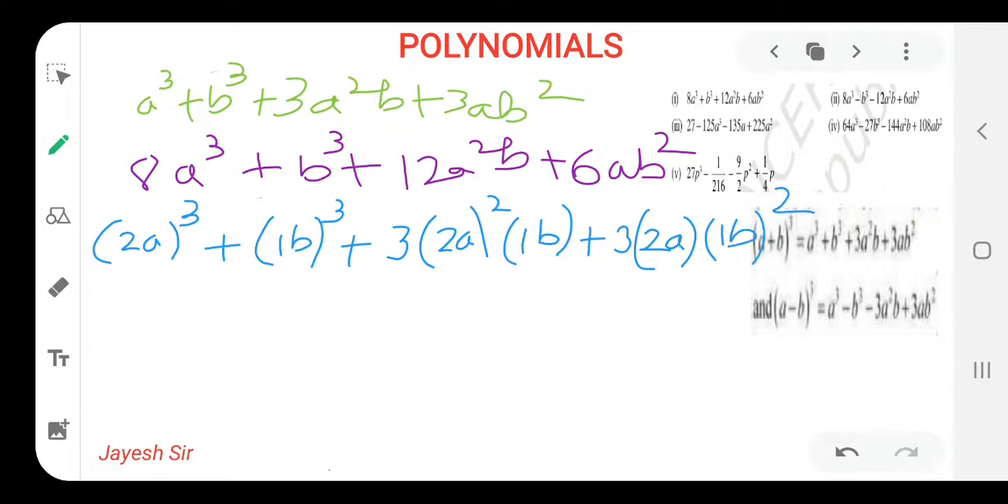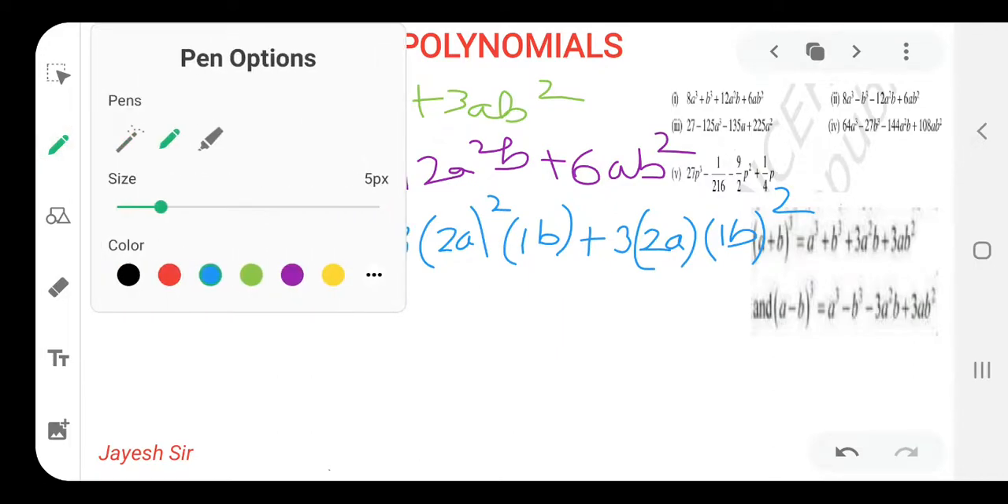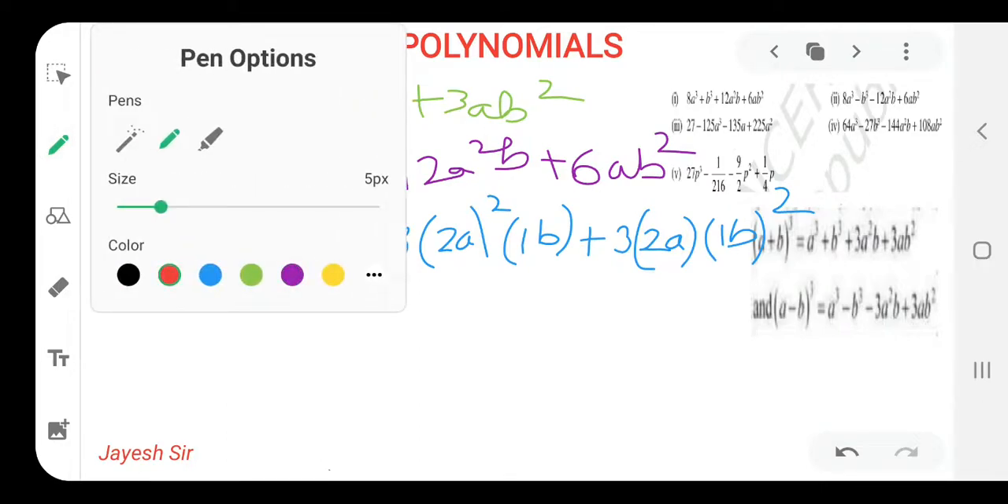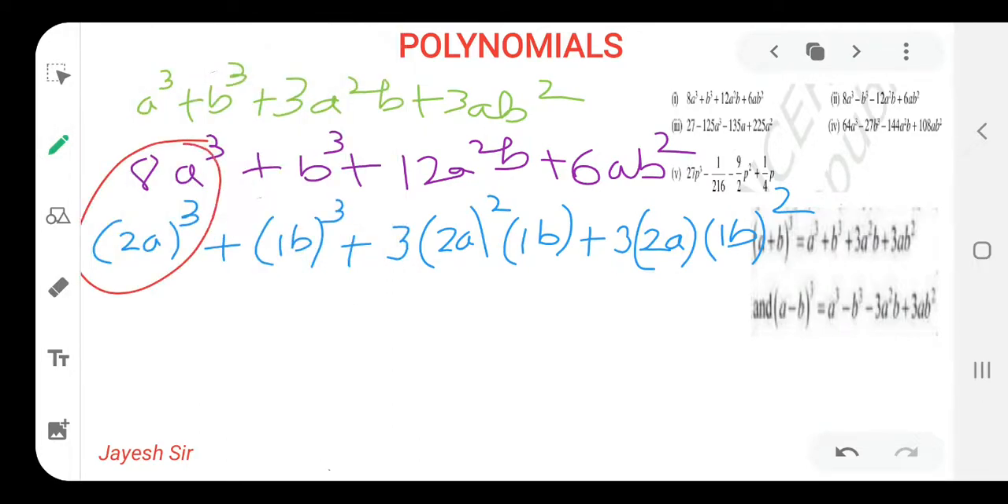Now as we have got it as per our given question, let's check whether we have done it correctly or not. Yes, 2a cube, that means 8a cube. Here I am doing it like this. Yes, 8a cube is equal to 2a cube. Yes, that is perfectly okay, and this is also okay. Now we have to do it for 12a square b. 2 squared, that means 4, and 4 3s are 12.